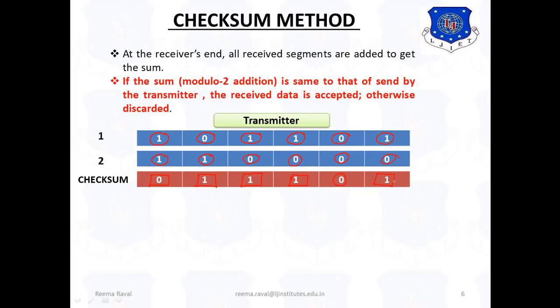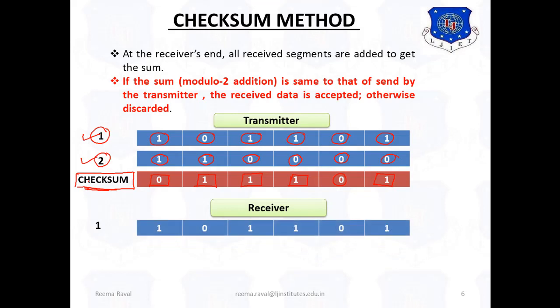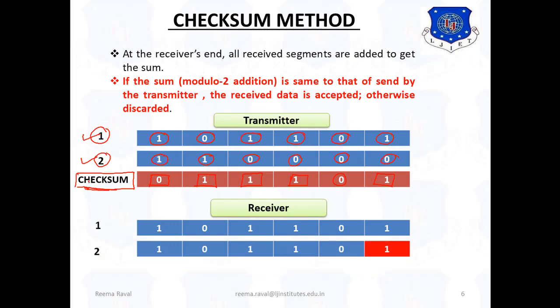Now via transmission, the transmitter will send these two data along with the checksum, right? At the receiver side, a checksum is produced for the received data, and this checksum is verified with the given checksum. Let us see at the receiver side, the first data is received correctly, that means the same data that was transmitted, and the second data may have an error in one bit, as you can see in the last bit.